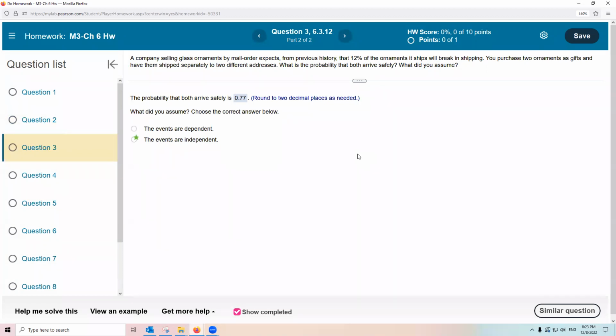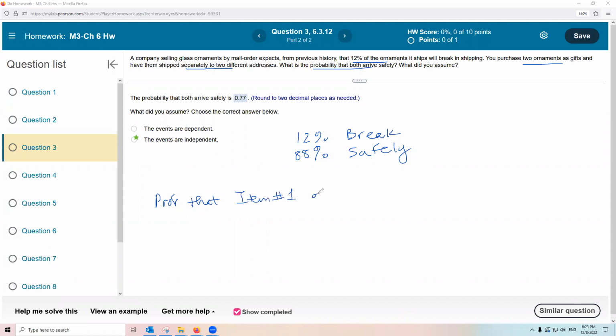All right, it says here, a company selling glass ornaments expects 12% will break in shipping. You purchase 2 ornaments and have them shipped separately. What's the probability both arrive safely? Well, what I've got to take into account here, if there's a probability of 12% breaking, that must mean there's an 88% chance of the ornament arriving safely. And they're asking me to find the probability that item 1 arrives safely and item 2 arrives safely.